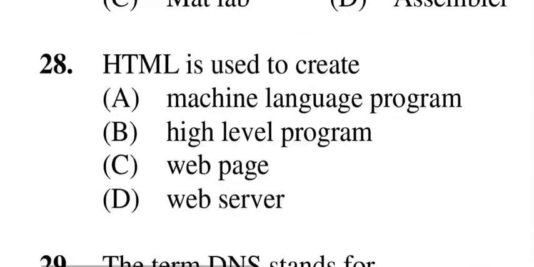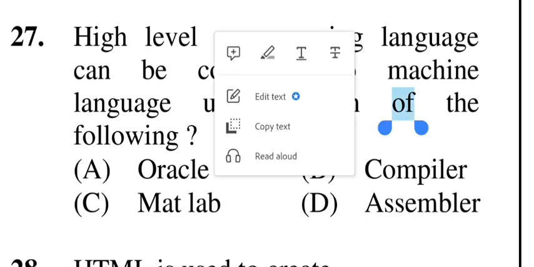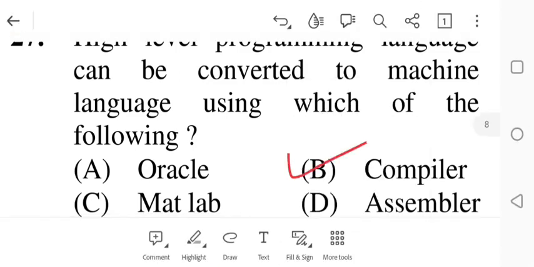26 finished. Now 27. High level programming language can be converted to machine language using which of the following? Oracle, compiler, MATLAB, assembler. The correct option will be B, compiler. Through a compiler you can do that. Compiler is the ingredient which supports that thing.